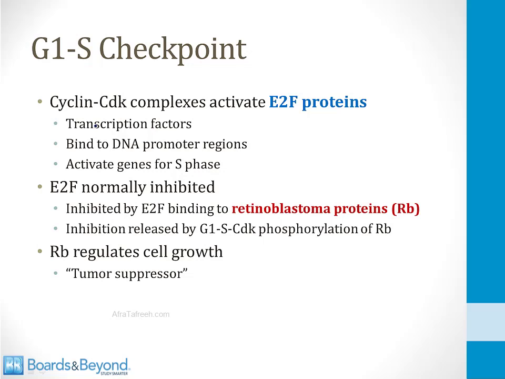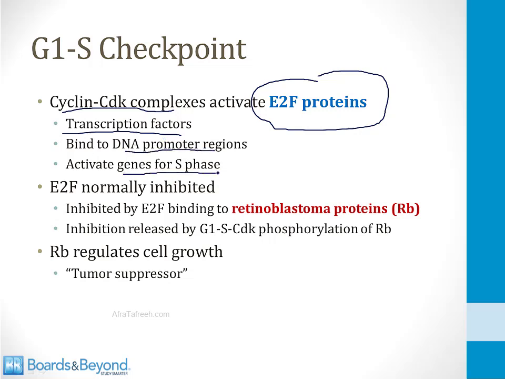In the G1 to S phase checkpoint, cyclin CDK complexes activate proteins called E2F proteins. These are transcription factors that bind to DNA promoter regions and activate genes that are necessary for entry into the S phase. Now, E2F proteins are normally inhibited, and the reason they are inhibited is because they are bound to molecules known as retinoblastoma proteins. This inhibition is released by the G1 to S phase CDK phosphorylation of retinoblastoma proteins.